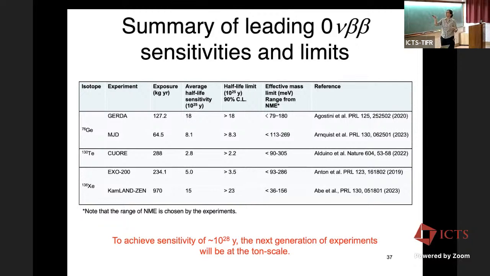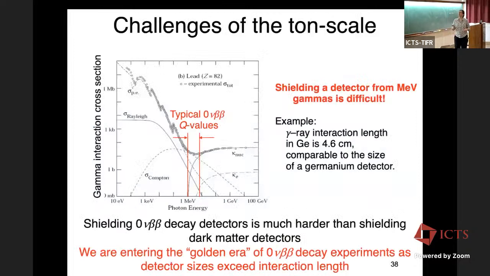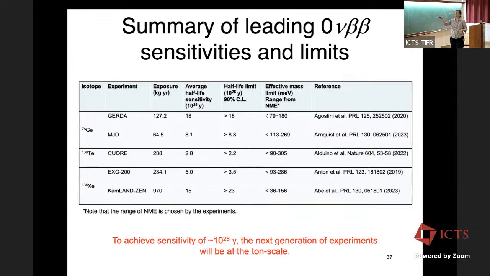And yeah, so we also have results in tellurium from CUORE, that array of bolometers. We have results in xenon from both EXO-200, the TPC, and KamLAND-Zen, the liquid scintillator experiment. And KamLAND-Zen is actually the leading result right now. So these are all at the 10 to the 25, 10 to the 26 year level, and we still haven't seen it. So of course we want to keep looking. We haven't even probed the inverted hierarchy yet.